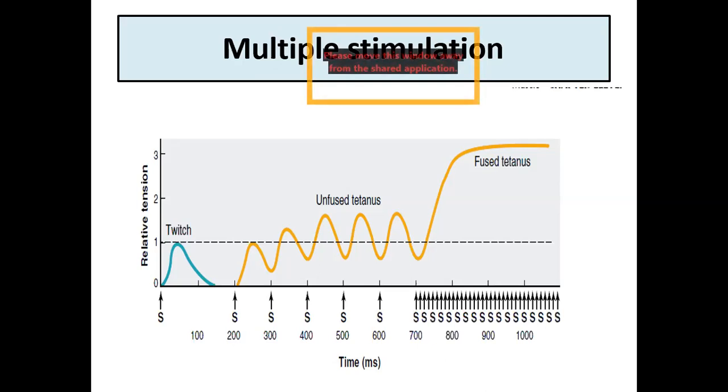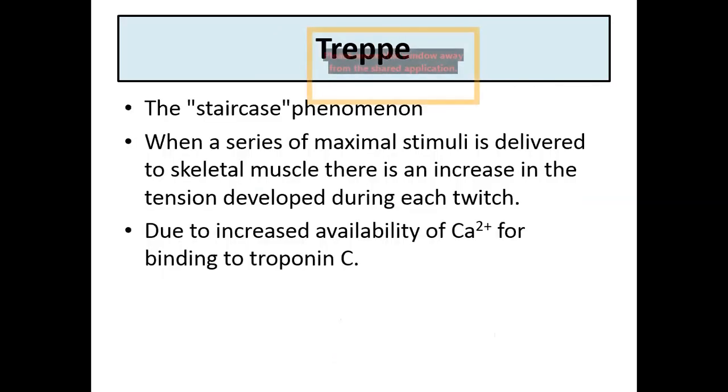This type of contraction is a fused, smooth, forceful, sustained contraction. When do you observe it? When you apply multiple stimuli. And where should the multiple stimuli fall? They should fall during the contraction period, and that is called fused tetanus. So we'll see treppe, the staircase phenomenon, and tetanus in a little more detail.